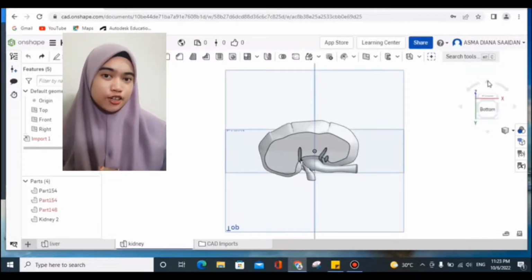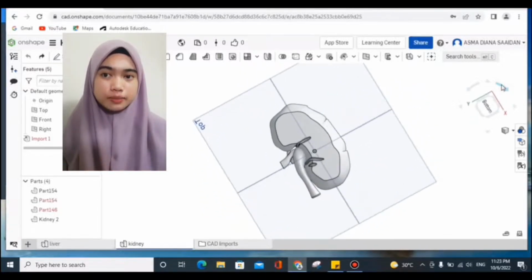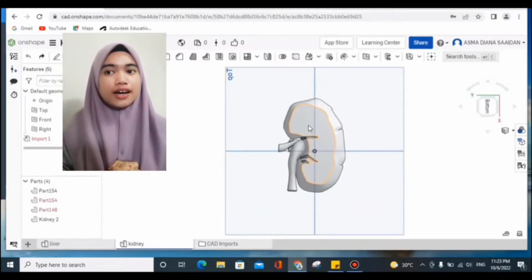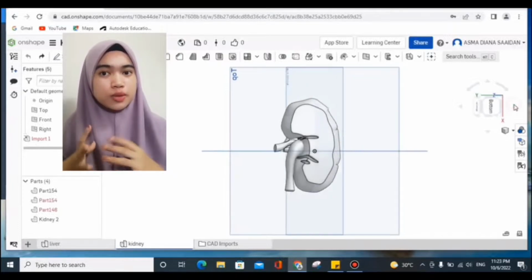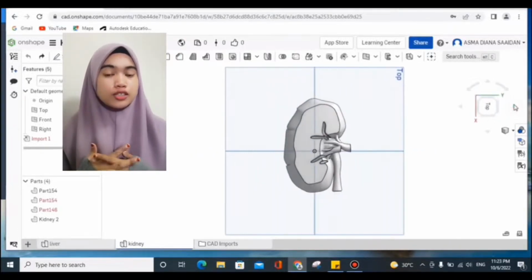So where is the location of the kidney? The kidney is placed below the rib cage, on each side of the spine. The right kidney is generally slightly lower than the left kidney to make space for the liver. So let's take a look at the anatomy.